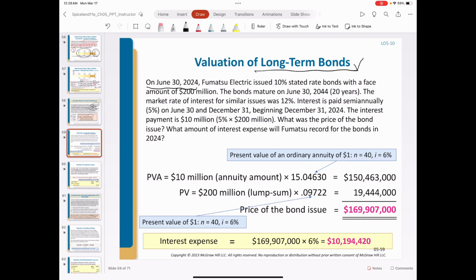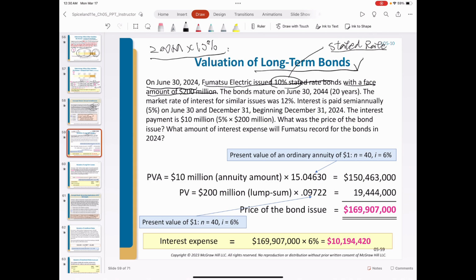On June 30th, 2024, this company issued a 10% stated rate bond. So we are given one interest rate, the stated rate. The stated rate is used to determine the periodic interest payments. The face value of the bond was $200 million. The product of $200 million and the stated rate, 10%, represents the periodic interest payments, or these are all cash outflows.